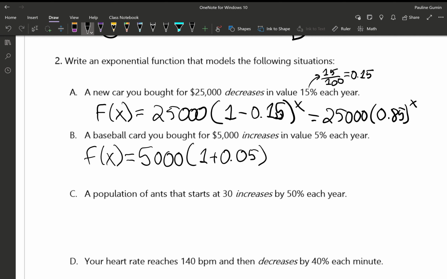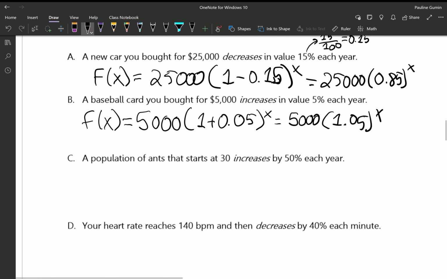If you're ever unsure, use your calculator. You can even do this on your phone. You can do 5 divided by 100, and it gives you a nice decimal. So it'll always give you the right thing if you ever doubt yourself. All right, to the power of x, I'm going to simplify just a teensy-weensy bit and do 1 plus 0.05 is 1.05 to the power of x.